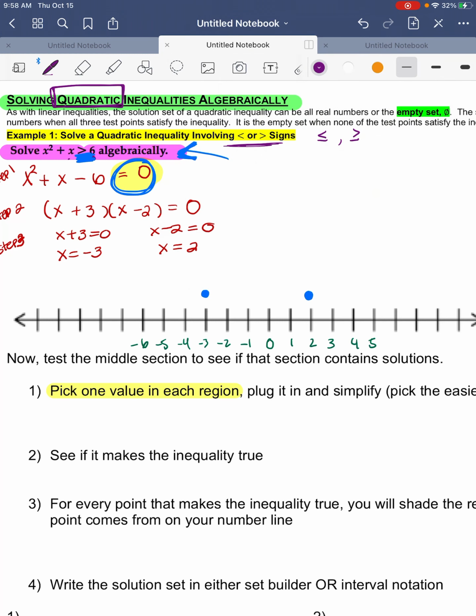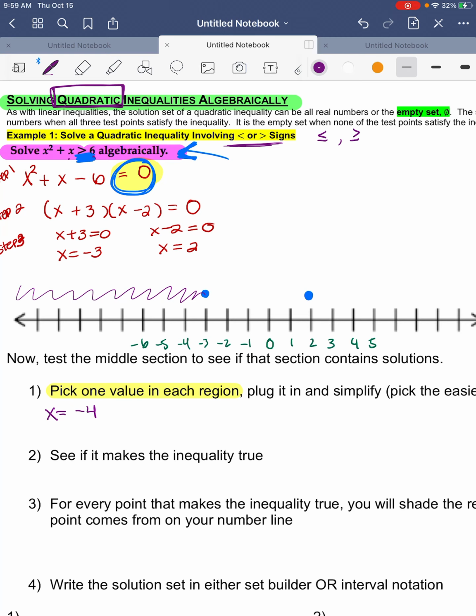What do I mean by that? Well, I have this region from here, and I'm going to stop there. I'm just going to choose one number there. I'm only going to choose one number. The number that I'm going to choose is the closest to -3, so it's -4.